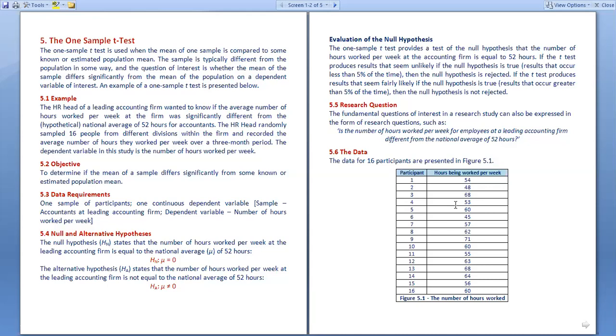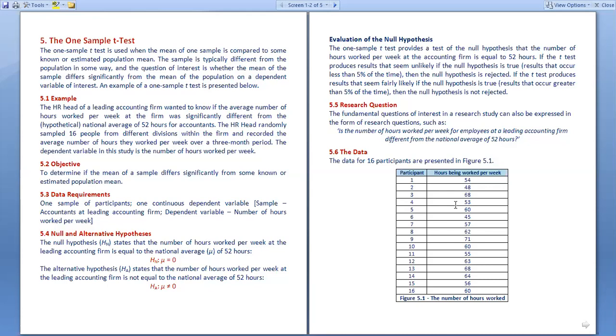We have an HR, you can say head of a leading accounting firm. He wants to find out whether the average number of hours worked per week at the firm was significantly different from the hypothetical national average of 52 hours for accountants. The HR head randomly sampled 16 people from different divisions within the firm and recorded the average number of hours they worked per week over a 3-month period. The dependent variable in the study is the number of hours worked per week.